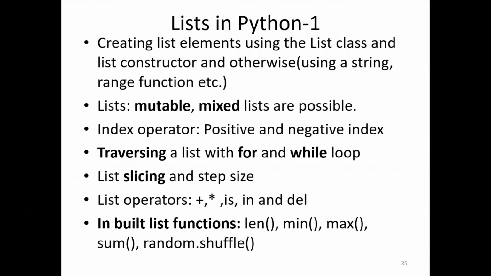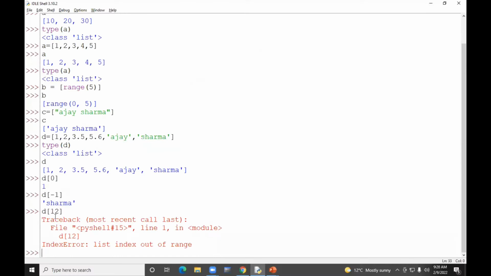So we have discussed lists and how we can create them using the list constructor. Lists are mutable, that means you can change or alter them. Then mixed lists are possible. To access the elements of the list, you need to use the index operator, where the first index is 0, and then the indexes increase like 0, 1, 2, and the indexes from the backside or reverse would be -1, -2, and so on.